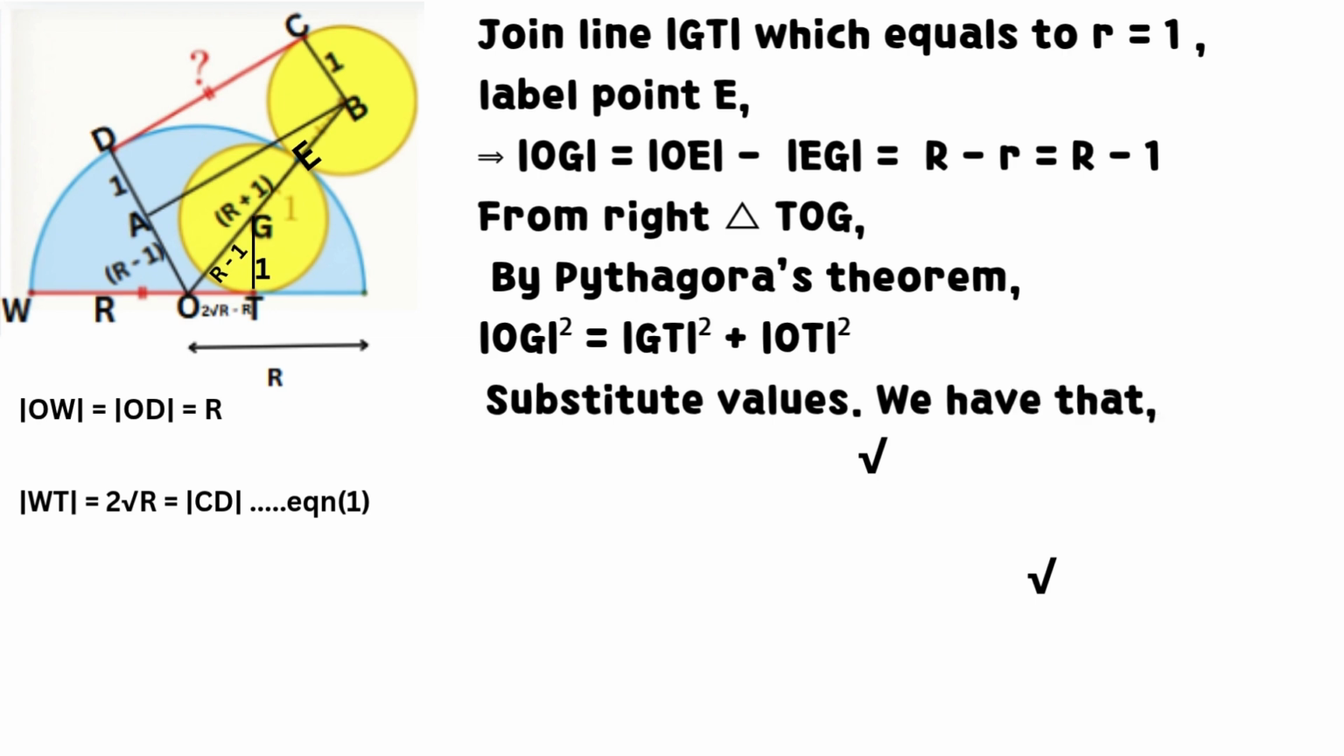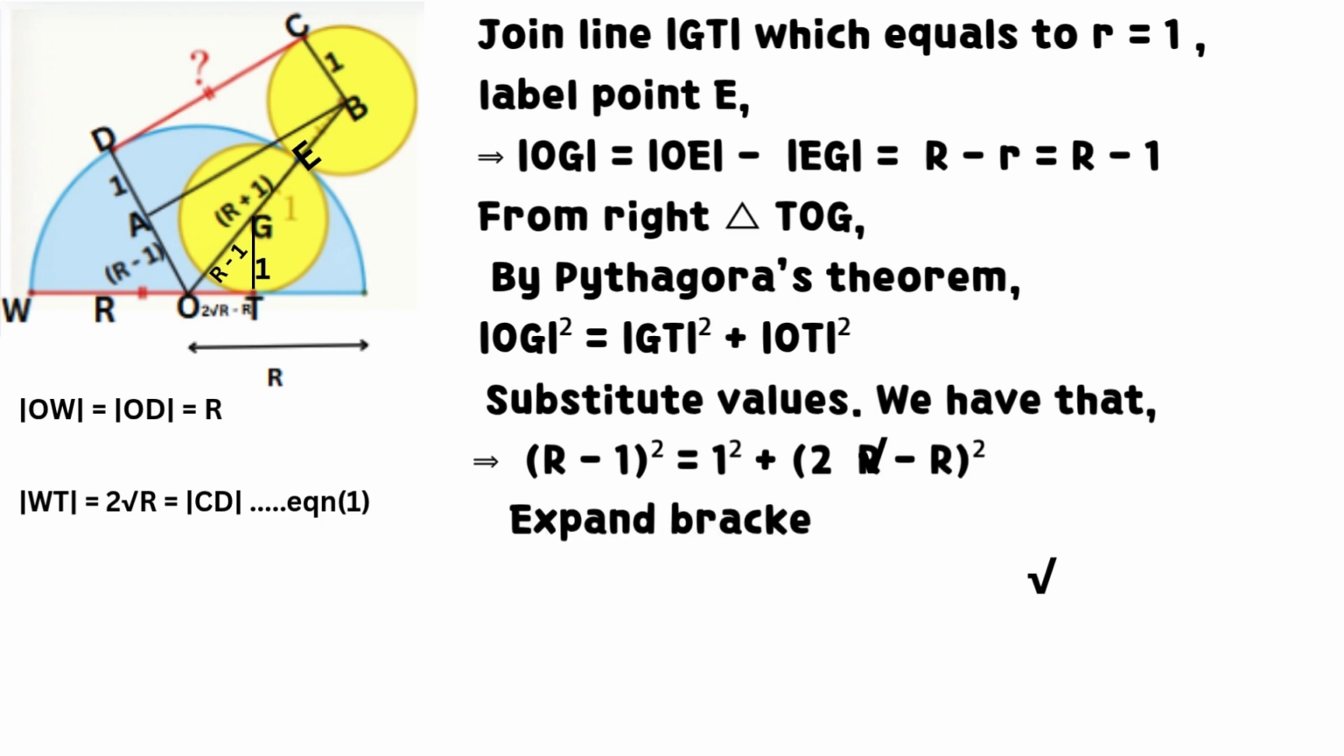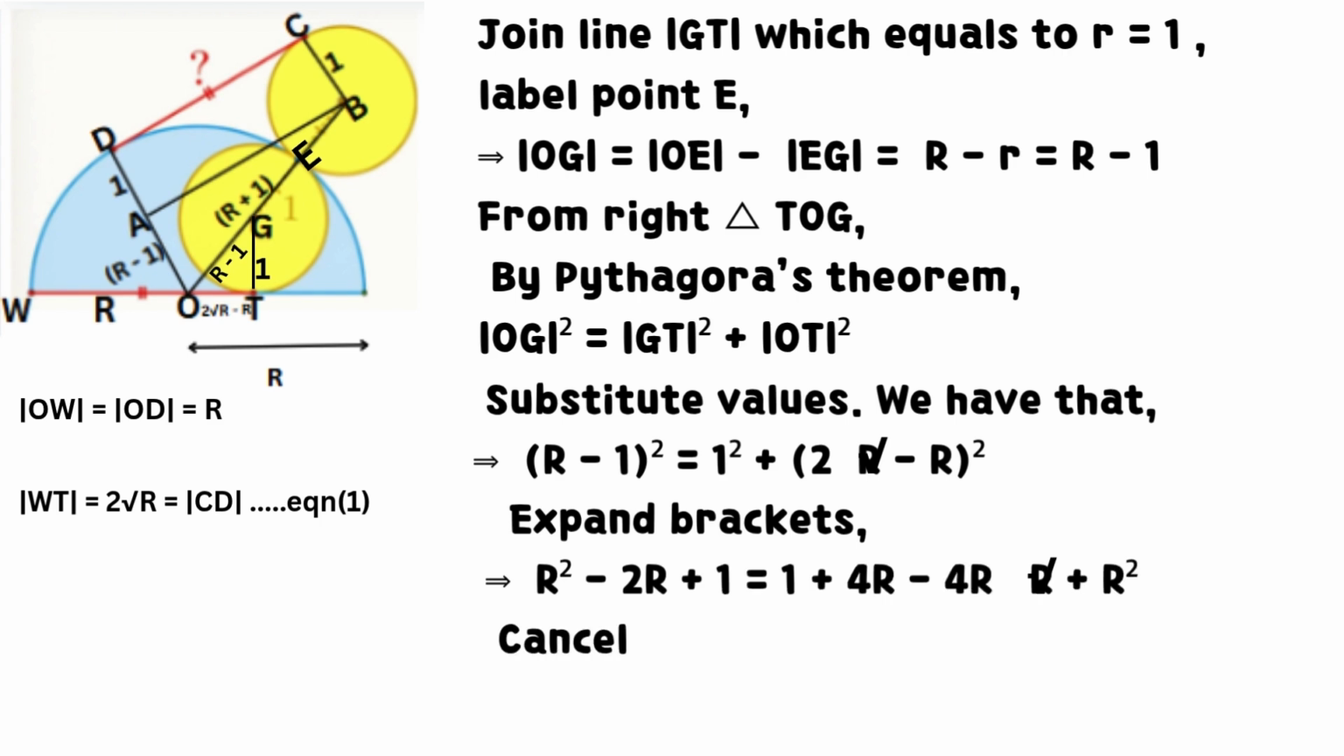Substitute values. We have that the square of R minus 1 equals the sum of the square of 1 and the square of 2 times the square root of R minus R. Expand brackets. So that the square of R minus 2 times R plus 1 equals 1 plus 4 times R minus 4 times R times the square root of R plus the square of R. Cancel equal but opposite terms.